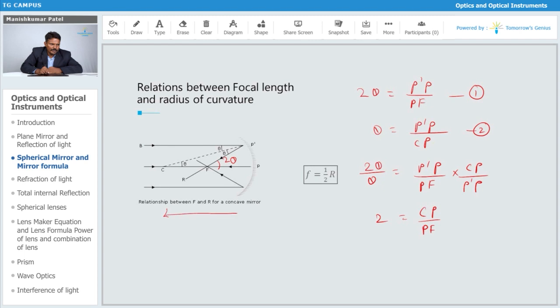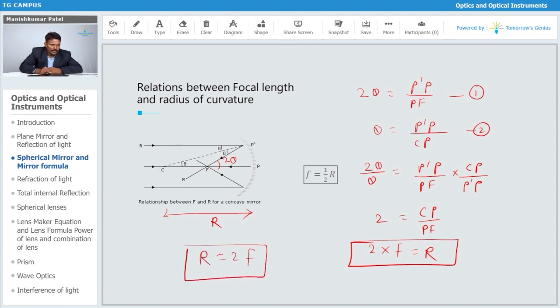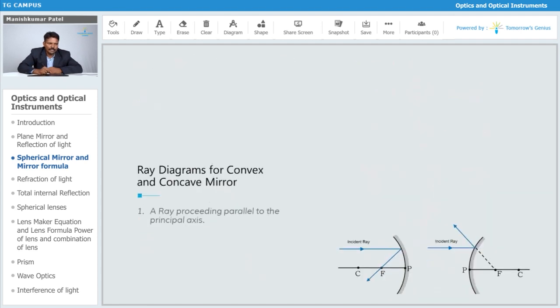So this distance, obviously we can say that is R, and PF is nothing but F. So this is 2 into F. So R is equal to 2F. This is nothing but the relation between the radius of curvature and the focal length. So R is equal to 2F. Again, a very important relation that we have seen over here.